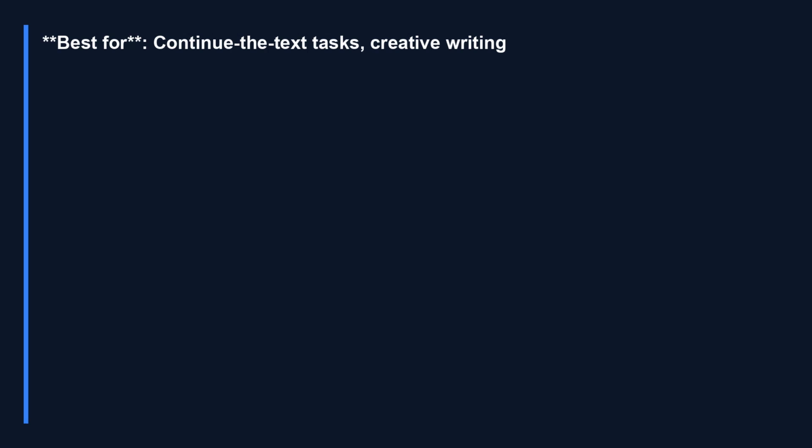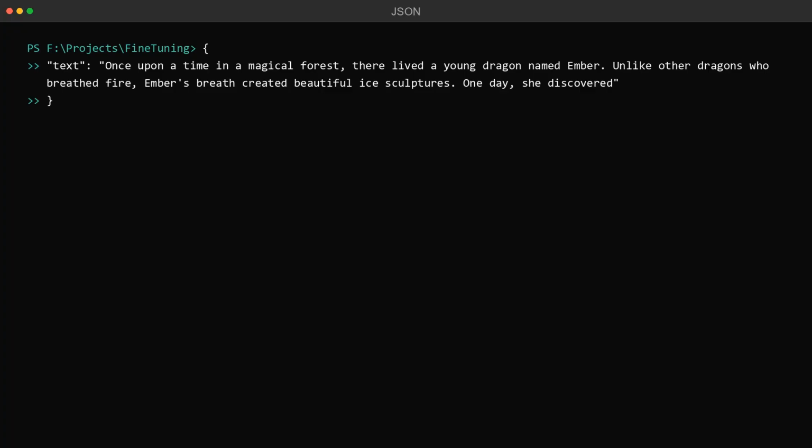The third format is the completion format, designed for tasks where you want the model to continue or complete a piece of text rather than follow an instruction. The completion format is the simplest of the four. A single text key contains raw content, no instruction wrapper, no role labels, just the text itself. In this example, it's the opening of a story about a dragon named Ember.